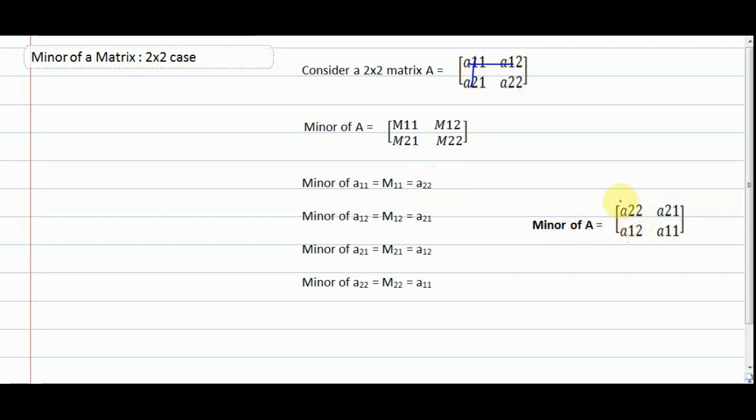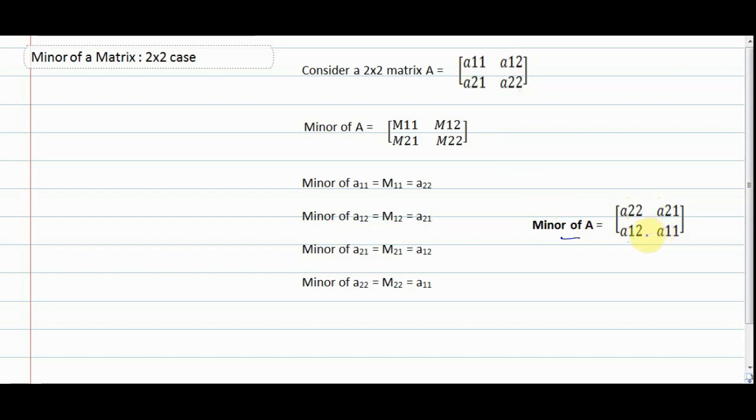We will get the first element in the minor matrix. Okay, the same way calculate minor values corresponding to each element present in the matrix and replace each element with the corresponding minor values. We will get the minor matrix corresponding to the given matrix A. So here the minor of A will be equal to A22, A21, A12 and A11.